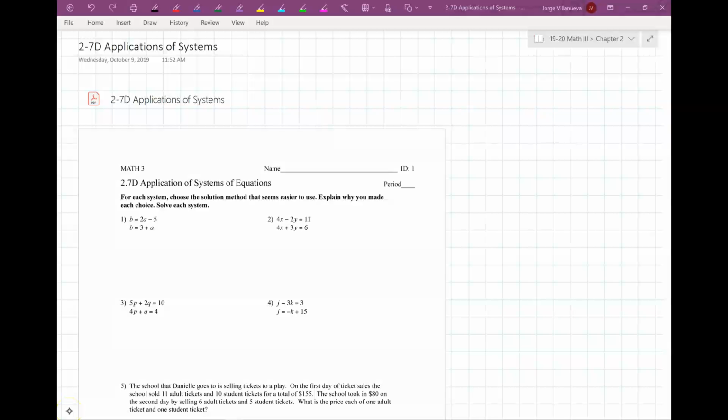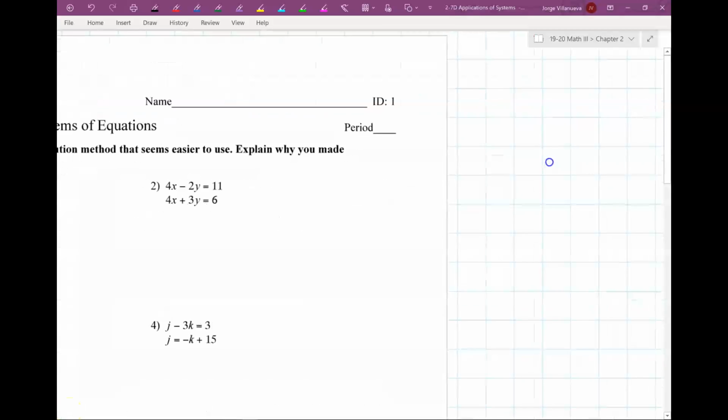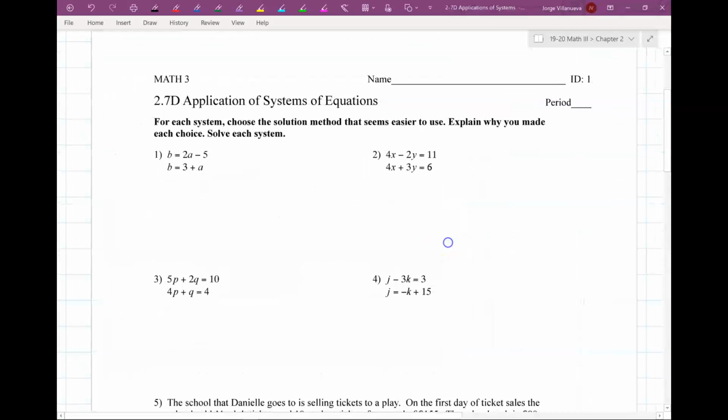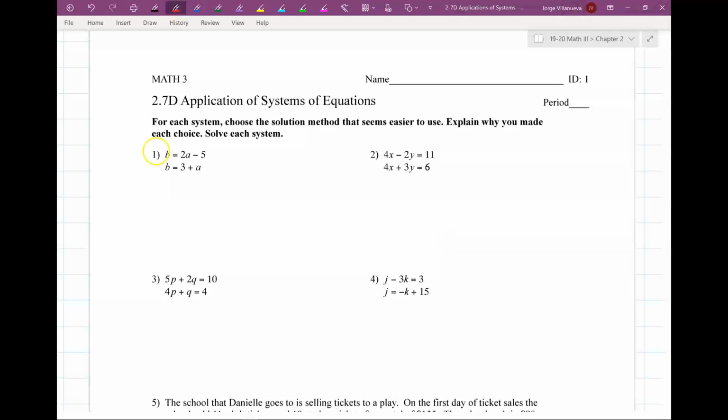All right, so do me a favor, guys. On your worksheet, on this homework that you have in front of you right now, I want you guys to just cross these out, okay? 1, 2, 3, and 4. The purpose of the first 4 problems is for you to practice elimination and substitution.